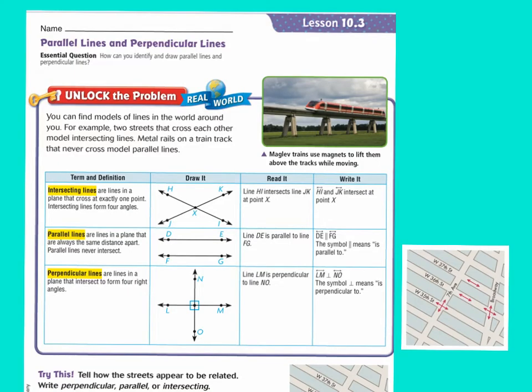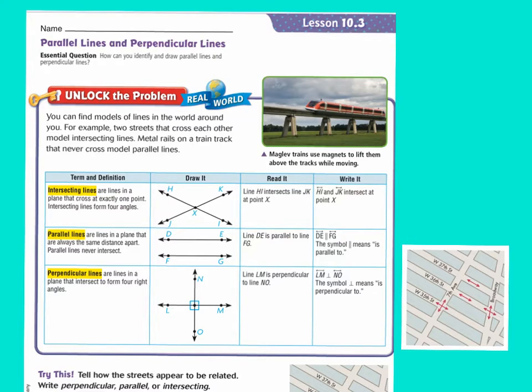Okay guys, on page 389 with the Unlock the Problem, it reads, you can find models of lines in the world around you. For example, two streets that cross each other model intersecting lines. The metal rails on a train track that never cross model parallel lines. Let's look at our vocabulary terms down here below. Our first one is intersecting lines. And the definition would be lines in a plane.